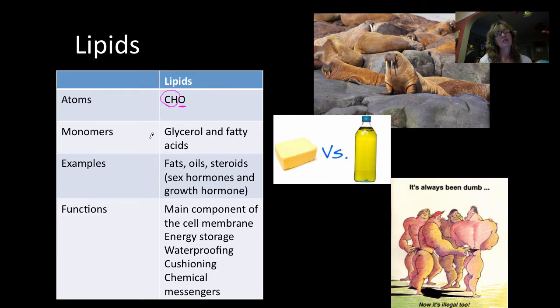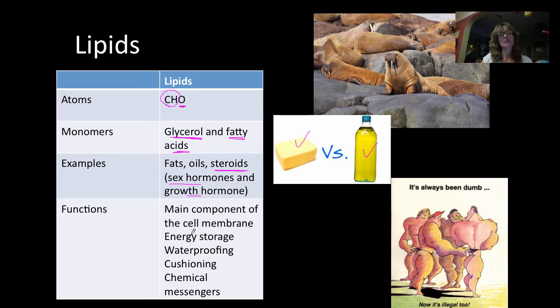The monomers that make up lipid are a monomer called glycerol and another monomer called fatty acids. Examples of lipids are fats like butter and oils like olive oil. Another type of lipid are the steroid molecules, which can be sex hormones or growth hormones.